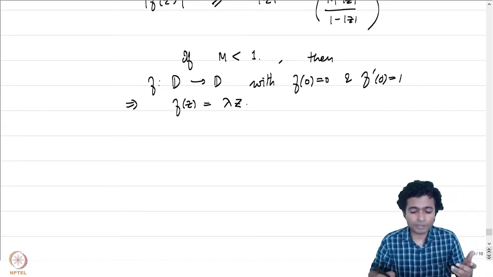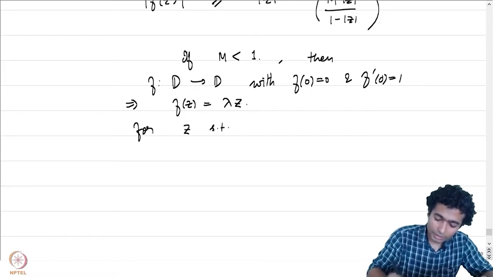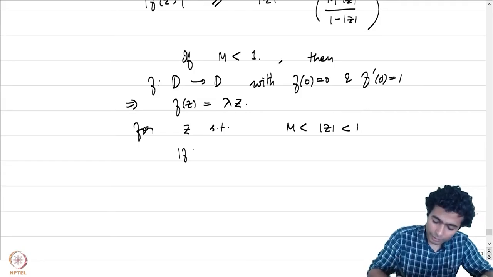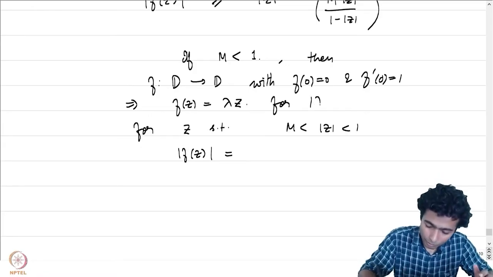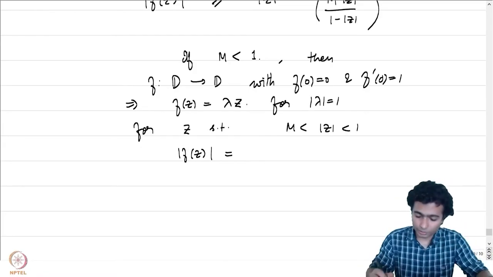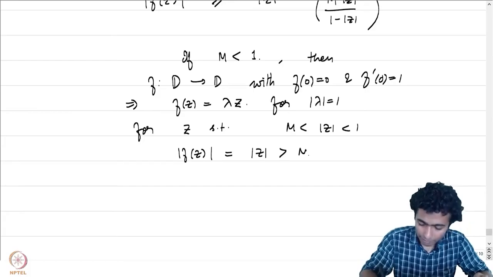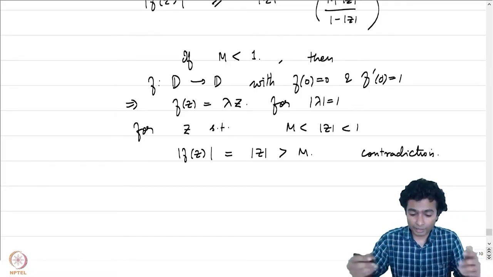Now, for z such that m is less than mod z less than 1, the absolute value of f of z is just going to be equal to mod z, since mod lambda is equal to 1, right? It's a rotation. So this is just equal to mod z, which is greater than m, which is a contradiction. And therefore, we cannot have m less than 1. Therefore, m has to be greater than or equal to 1.